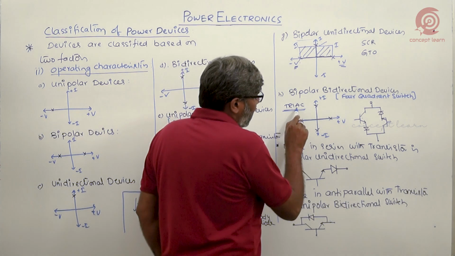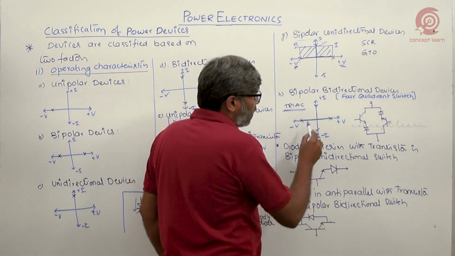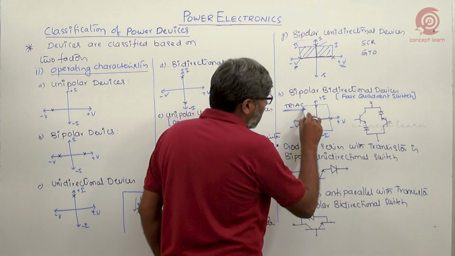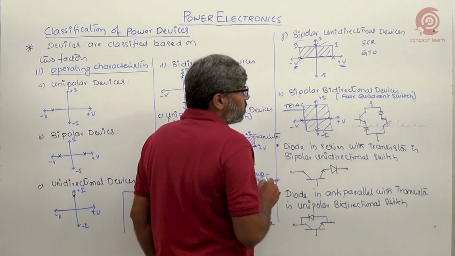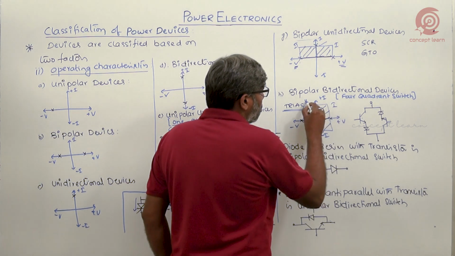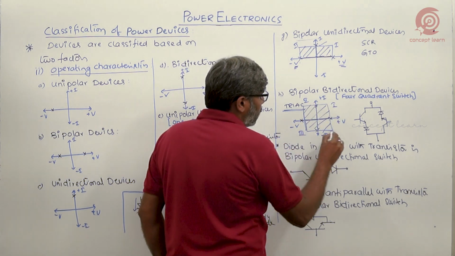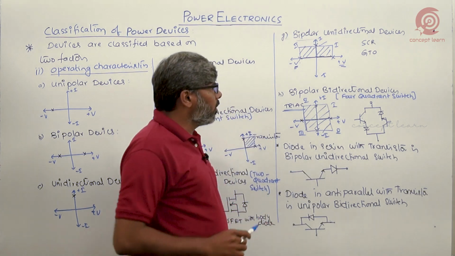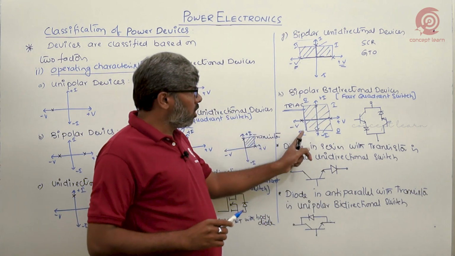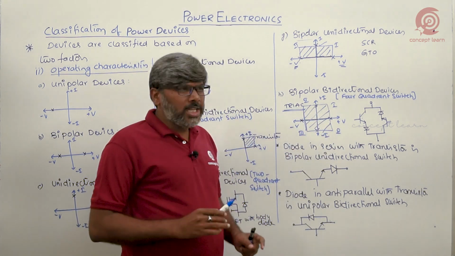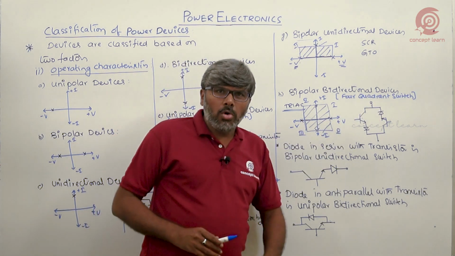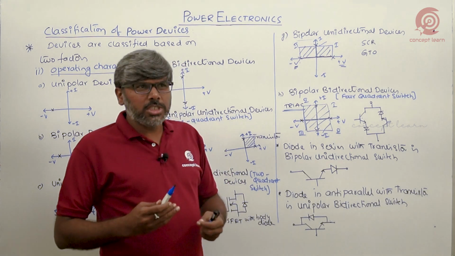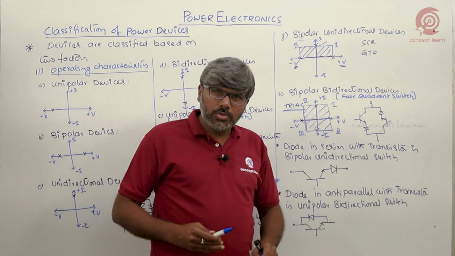When you observe the triac and bipolar bidirectional characteristics, this is the operational characteristic. This switch gives 4-quadrant operation. It operates in the first quadrant, second quadrant, third quadrant and fourth quadrant. That is why it is also called a 4-quadrant switch. So all bipolar bidirectional switches are called 4-quadrant switches.